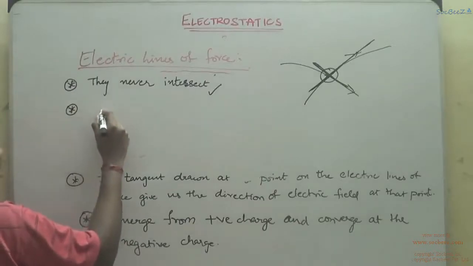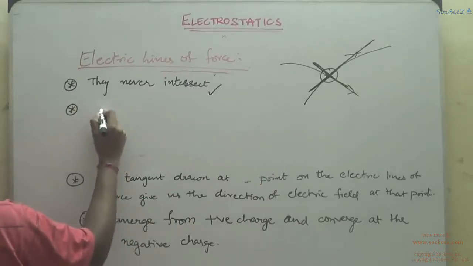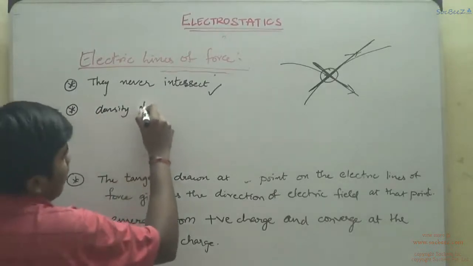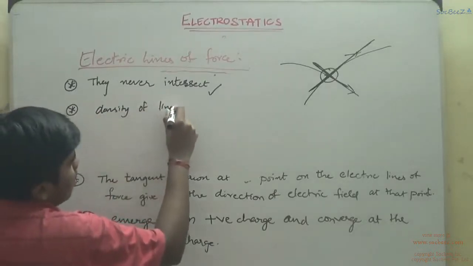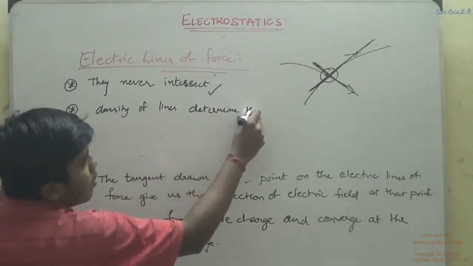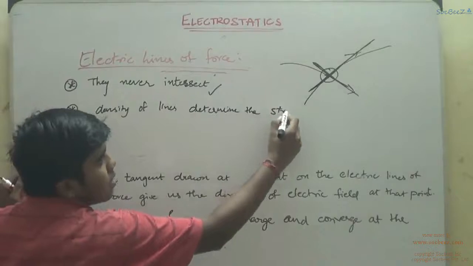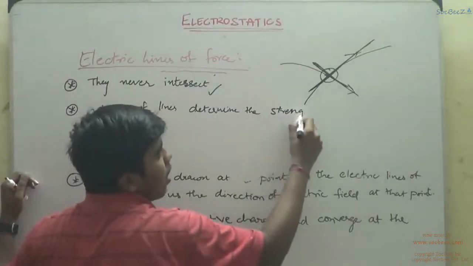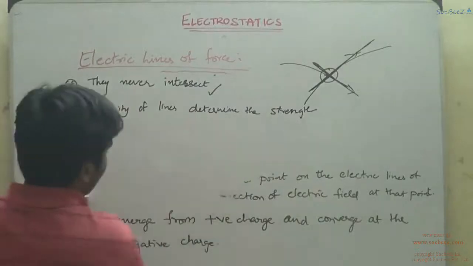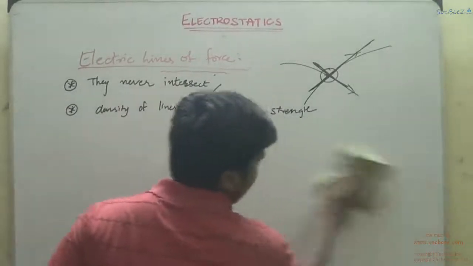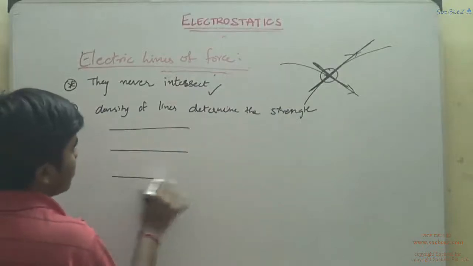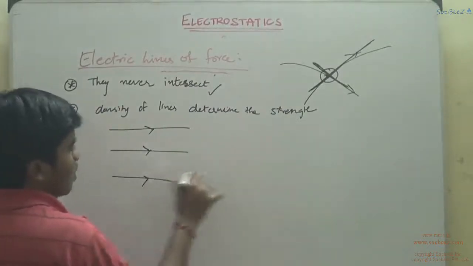Now, when we draw the lines, we say that the density of lines determines the strength. So now what does this statement mean? It means that, see, if there are given electric lines of force in these three ways.